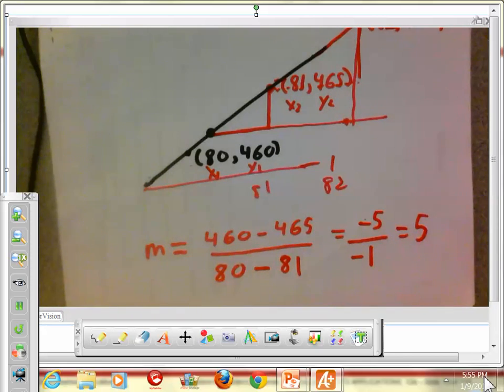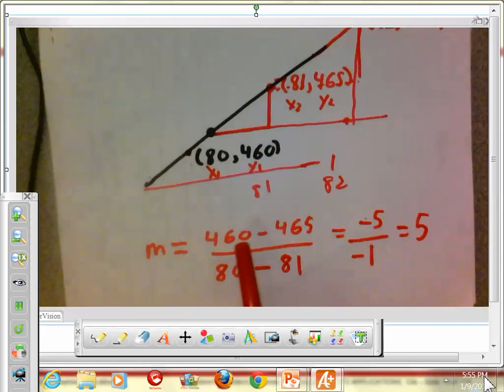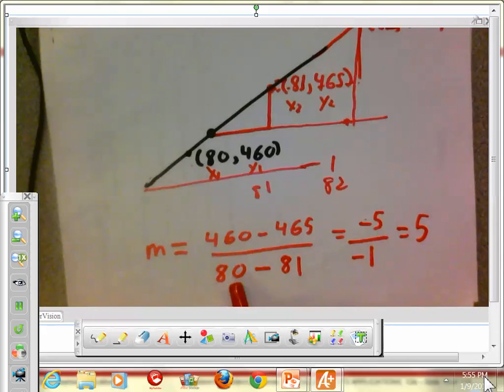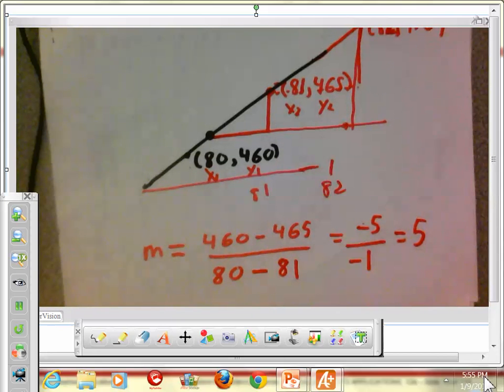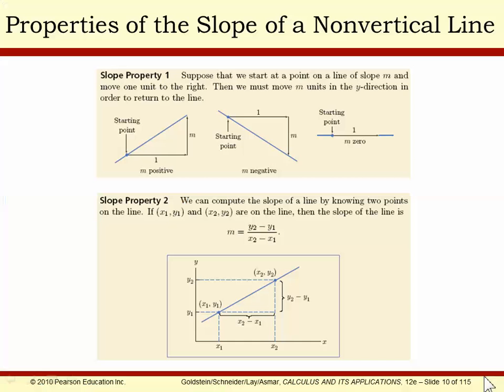If you didn't want to deal with the negatives, you could just do 465 minus 460 divided by 81 minus 80. It doesn't matter which you make x1 and which you make x2, as long as your x1 and your y1 stay together and your x2 and your y2 go together. If you have more questions on that, you'll get some practice on the homework and so forth. Okay, so let's go back over here.